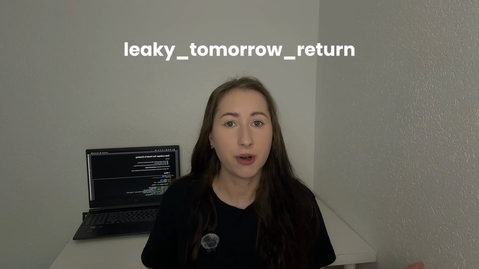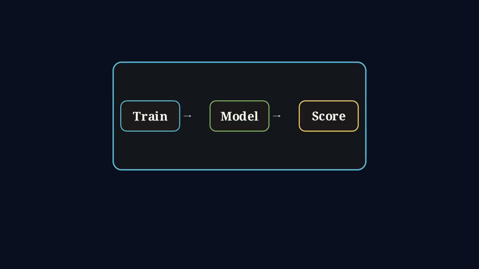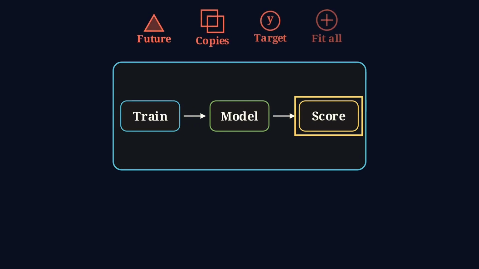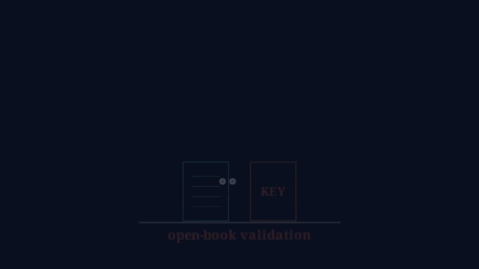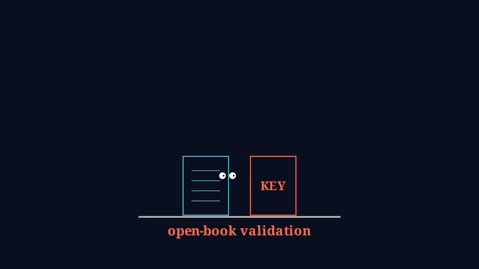This example was obvious because we named the column leaky tomorrow return, but in real projects, leakage is usually more subtle. A validation score doesn't automatically tell you whether your model is good. It tells you how well the model performed inside the validation setup you created. If that setup contains future information, duplicate rows, target-like features, or pre-processing fitted on the full dataset, the score is not measuring real performance. It's measuring how much information leaked. Data leakage turns validation into an open book exam.